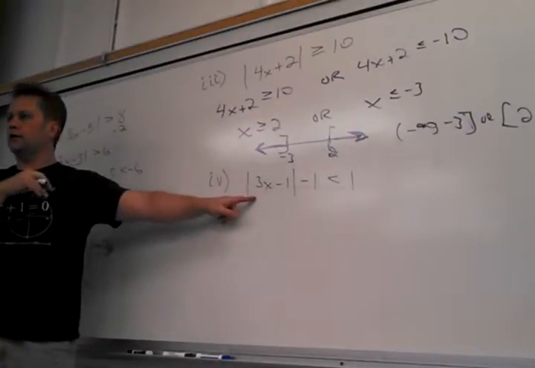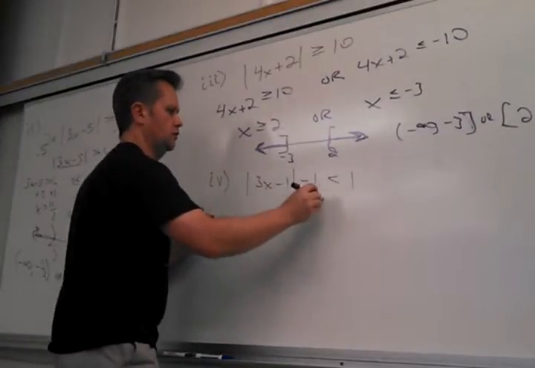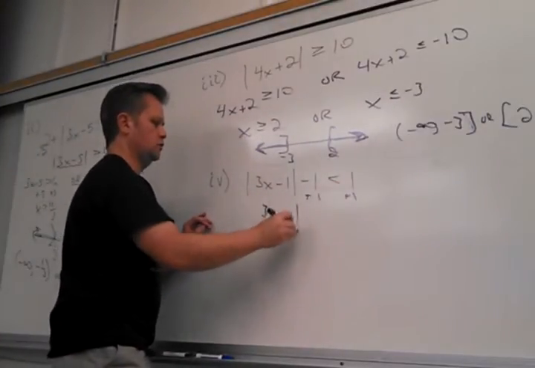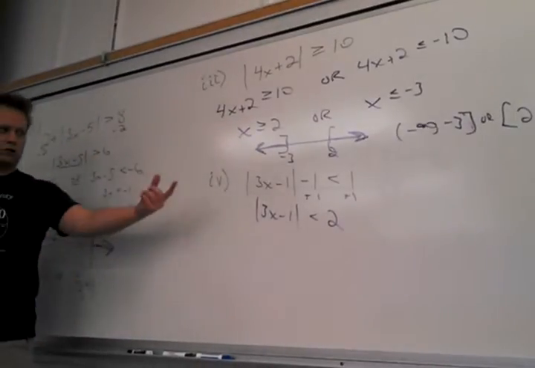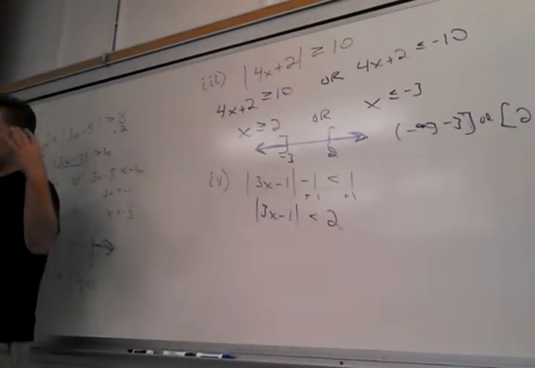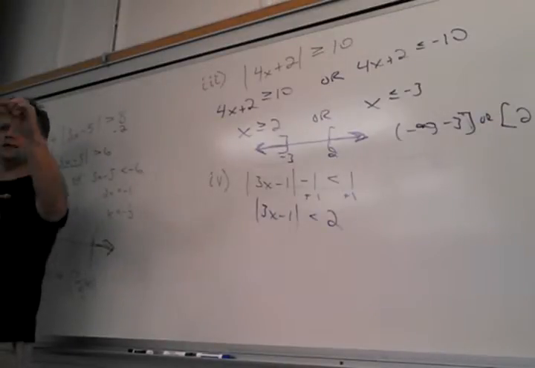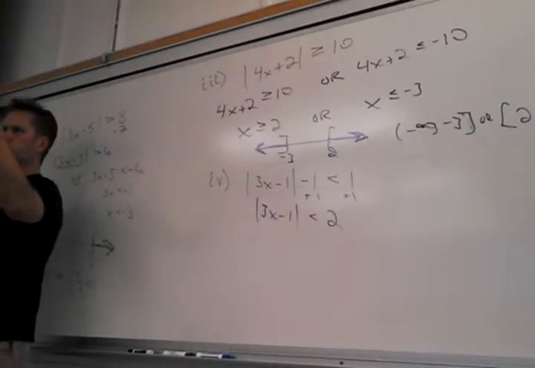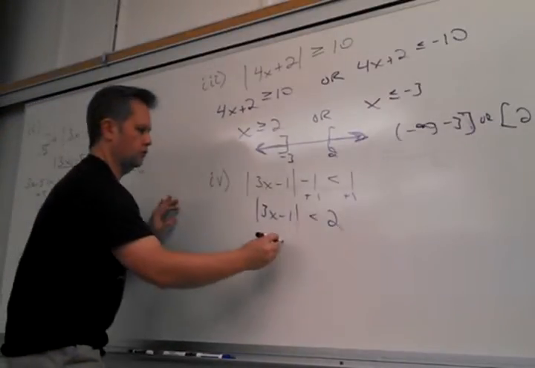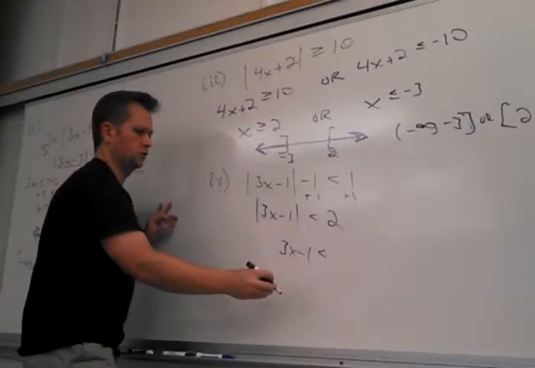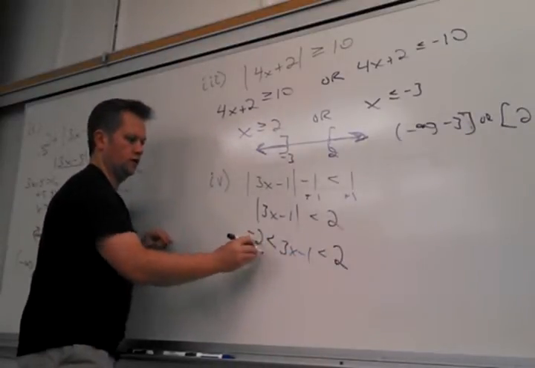So what's the first thing I got to do here? Get the absolute value by itself. So add 1, so they get 3x minus 1, absolute value less than 2. This is a situation where with the distance to be less than something, I want somebody to stay near me. So I should be able to write it in one statement because it's all contained, right? So the 3x minus 1 can go up to 2 or down to negative 2.